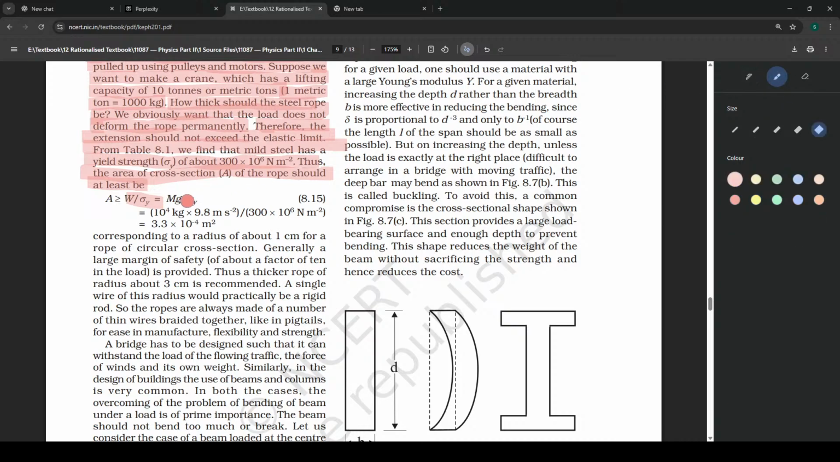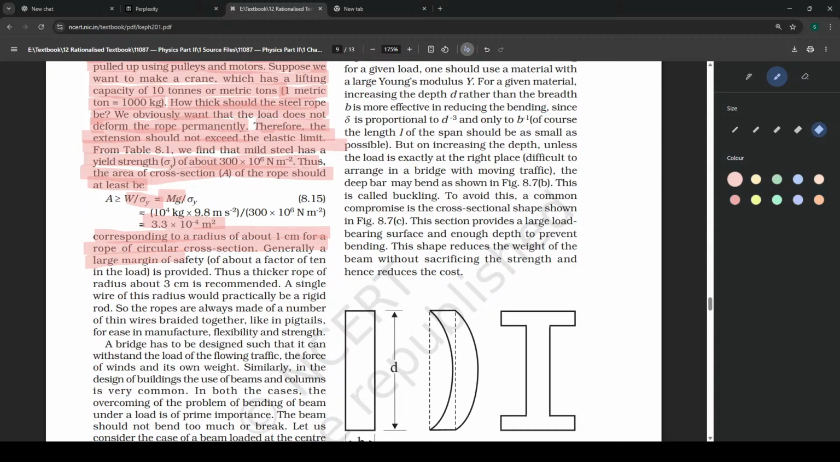If we calculate it, we will get that the area should approximately be 3.3 × 10^-4 meter square, not meter per second. The cross-sectional area of the crane's wire should be more than or equal to 3.3 × 10^-4 meter square to carry a weight of 10 tons, corresponding to a radius of about 1 centimeter for a rope of circular cross section.